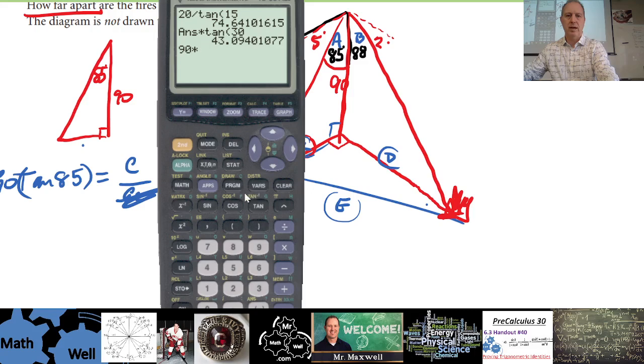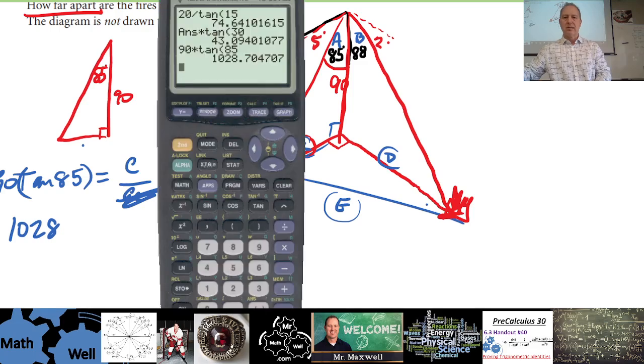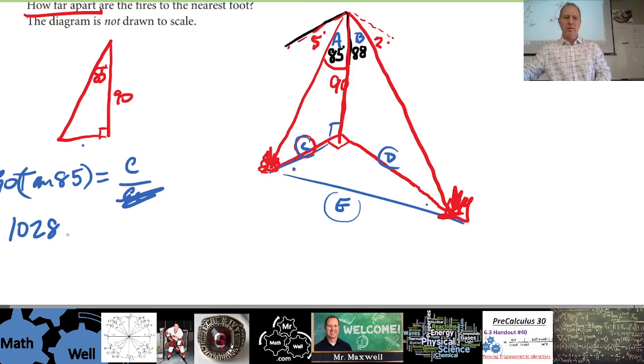90 times tan 85 is 1,028.7047. Okay, does that make sense? The tower's 90 meters, and this is over a kilometer. Does that make sense?